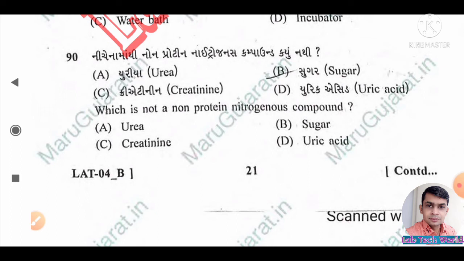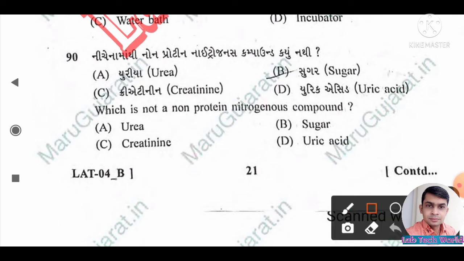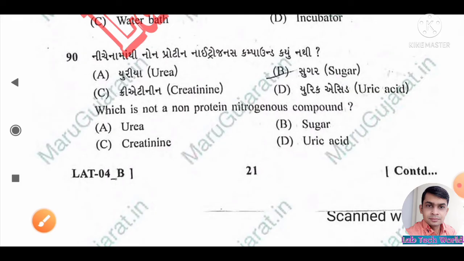Options: A urea, B sugar, C creatinine, D uric acid. And the correct answer for this question is B, sugar, is a non-protein nitrogenous compound. It is one of the examples of carbohydrates, comes under carbohydrates. So B, sugar, is the non-protein nitrogenous compound. So B is the correct answer for this question.